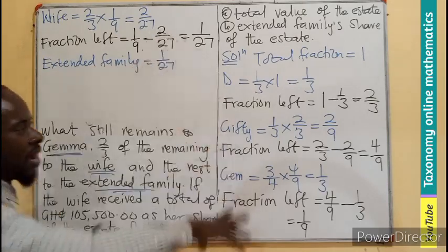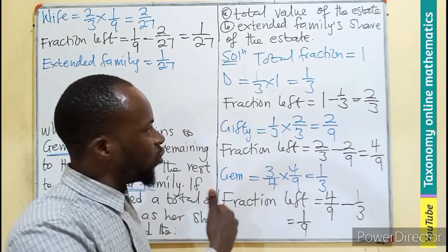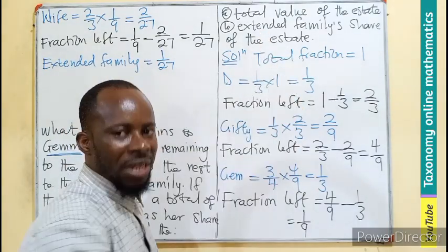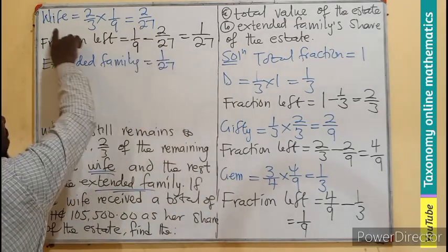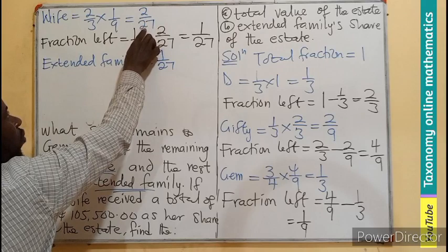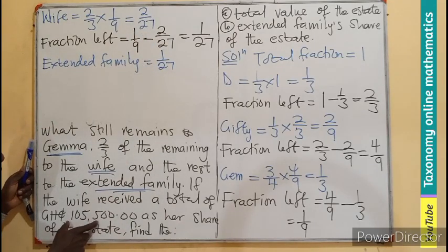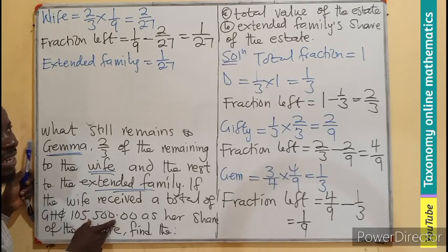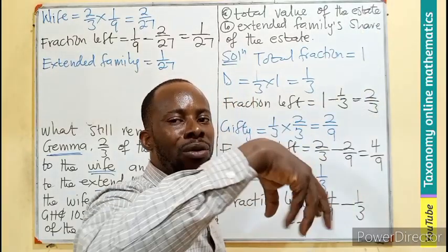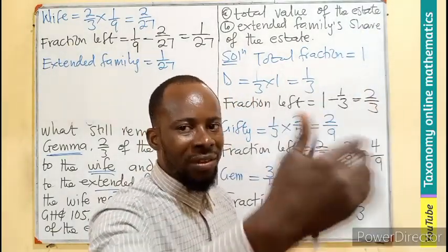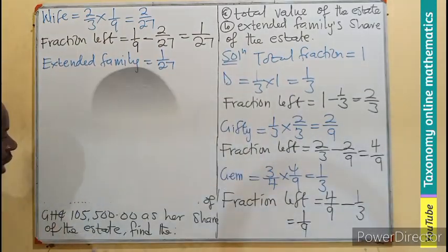So that is all the fraction that each person will be receiving. I believe up to this point we are able to follow the steps. Now the remaining thing is that if the wife is taking 2 out of 27, and this 2 out of 27 is equivalent to 105,500, then the total fraction, which is also equivalent to the total amount of the estate, will be what? We can do proportion in this case to get the answer. So what are we going to do from here?